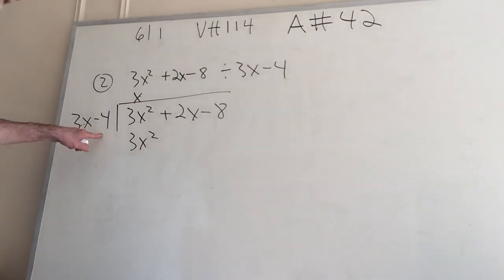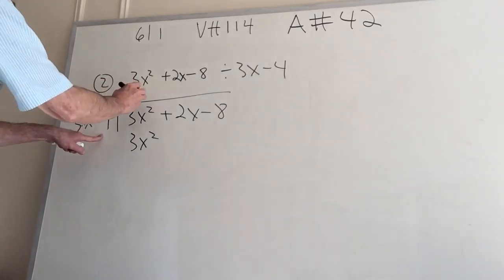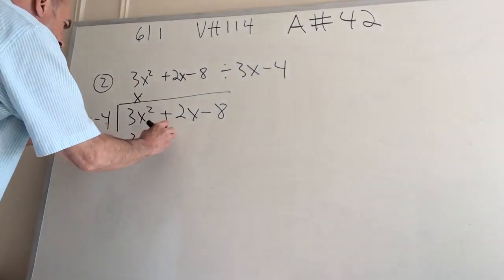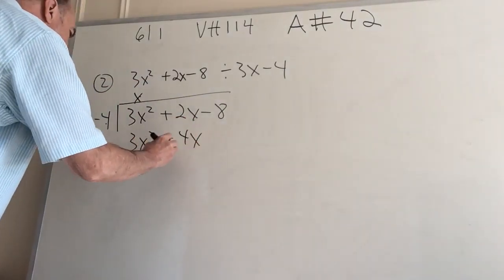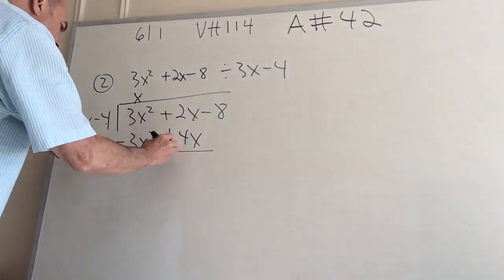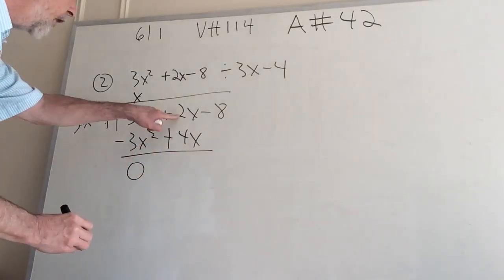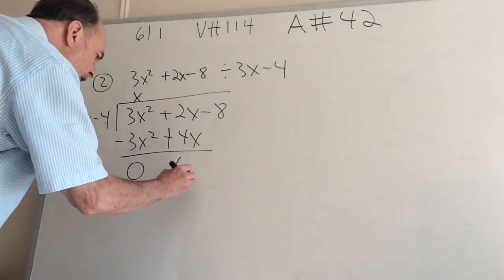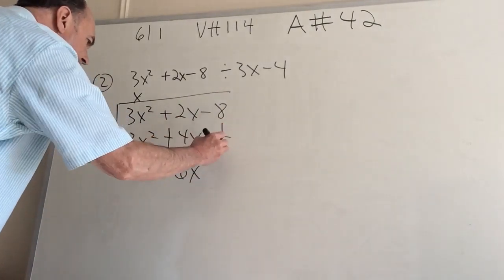What's left? It's a binomial. Got to keep an eye on that. x times negative 4 is negative 4x. Bar. Take the opposite. That's what we told you to do. You have to get a 0 here. 2 plus 4 is 6. So I get 6x. Bring down the negative 8.